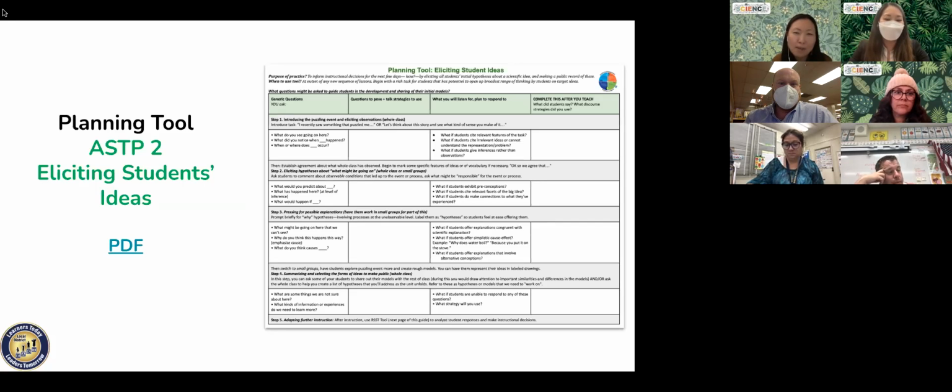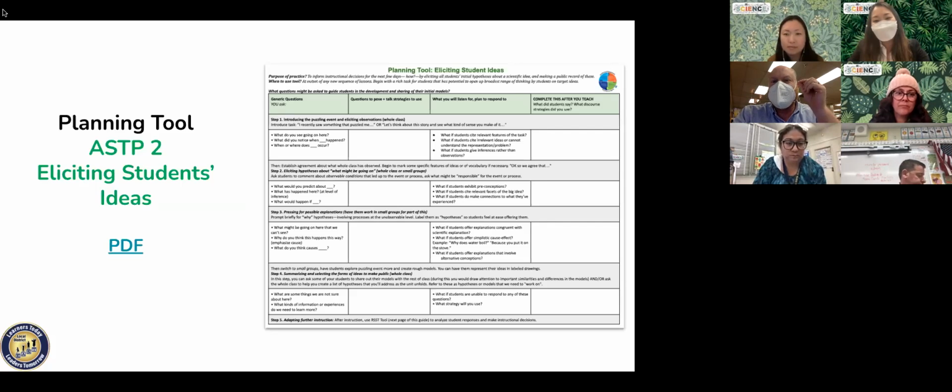And here we're going to pass to Craig. So we wanted to leave you, in the couple minutes that we have left, with a planning tool. The intention is for you to think and plan ahead as to how you're going to engage students in eliciting their ideas, and then what do you do after you do that?